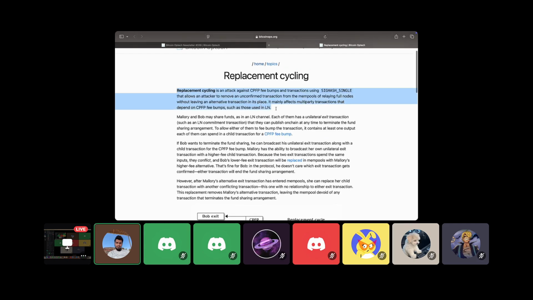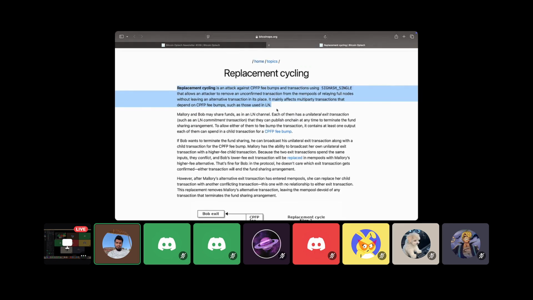So replacement cycling is an attack against CPFP fee bumps and transactions using sighash single that allows an attacker to remove an unconfirmed transaction from the mempools of relaying full nodes without leaving an alternative transaction in its place. It mainly affects multi-party transactions that depend on CPFP fee bumps, such as those used in LN, right? So what's a replacement cycling attack? Firstly, what is CPFP? CPFP is child pays for parent, right?